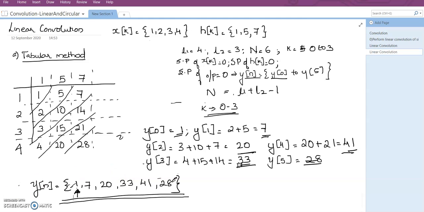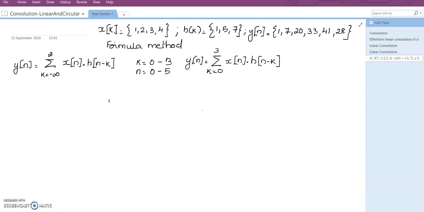Moving on, we are going to solve this linear convolution problem using the formula method. Now you have the two sequences as x of k, that is 1, 2, 3, 4, and h of k is 1, 5, 7. And using the tabular method, we had seen that y of n is 1, 7, 20, 33, 41 and 28. Now what we are going to try is use a formula method.